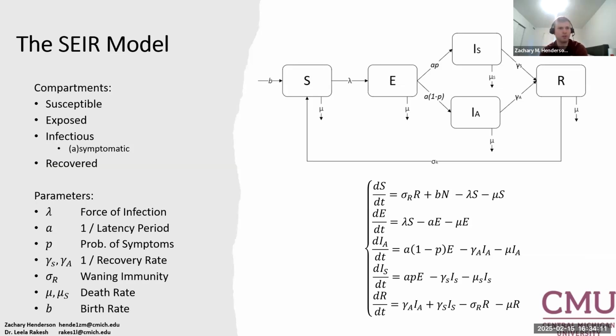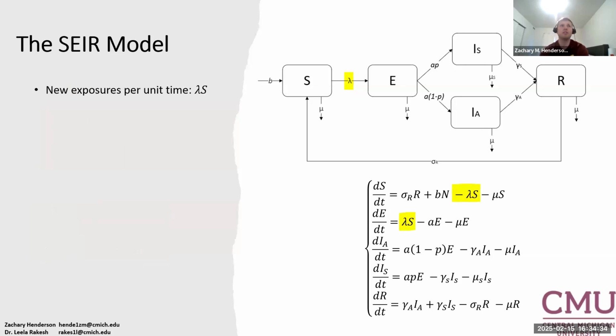If we walk through what happens when there's an outbreak of a disease, most of us start in the susceptible compartment, which means we're able to contract the disease, but we need to be contacted by somebody who is infectious before we become exposed. That type of interaction is modeled by this lambda term, the force of infection. Maybe the easiest way to think about it is that lambda times S models the number of new exposures per unit time.